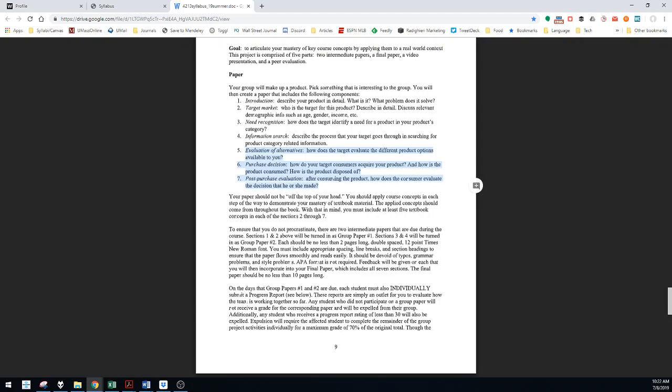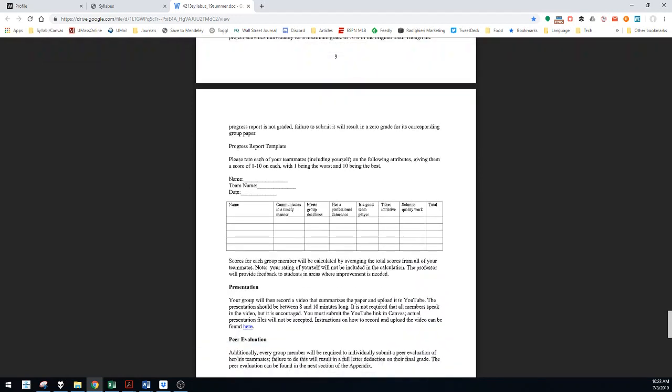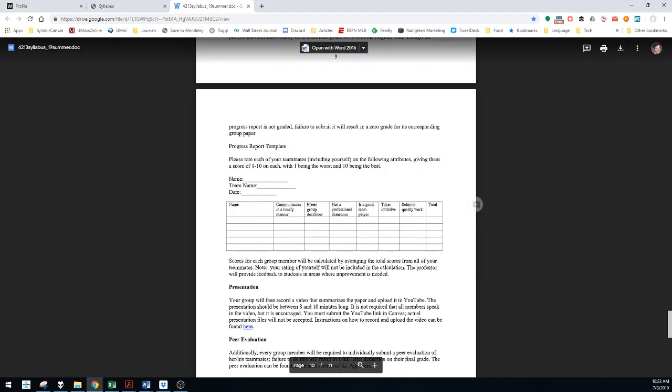Okay. Another thing that's due, just to kind of root out non-participating group members, is the days that group papers 1 and 2 are due, you must also individually submit a progress report. Okay, and all this is a way for me to see who's working well in the project and who is not. Okay, so basically all you'll do is you'll copy this into a new Word document.